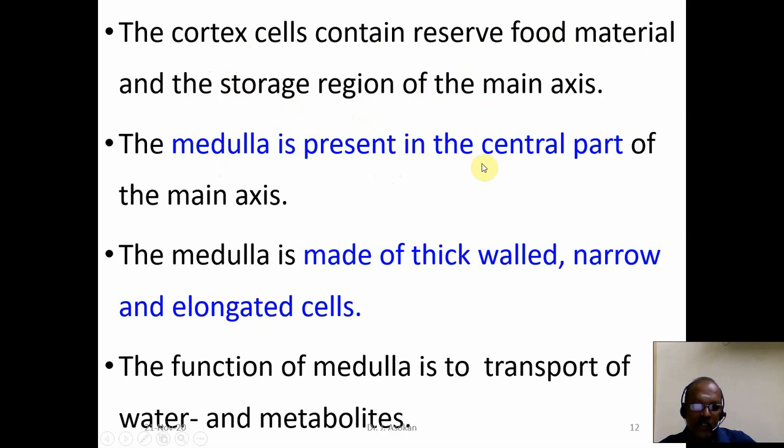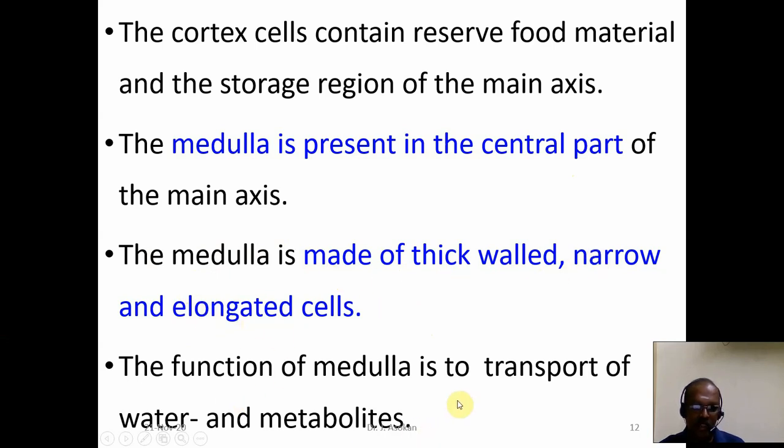The medulla is present in the central part of the main axis. Third portion, central portion is the medulla. The medulla is made up of thick-walled, narrow and elongated cells. Medulla செல்கள் எதனால் உண்டாக்கப்பட்டிருக்குது? தடித்த சுவர் கொண்ட குறுகிய நீண்ட செல்களால் உண்டாக்கப்பட்டுள்ளது.